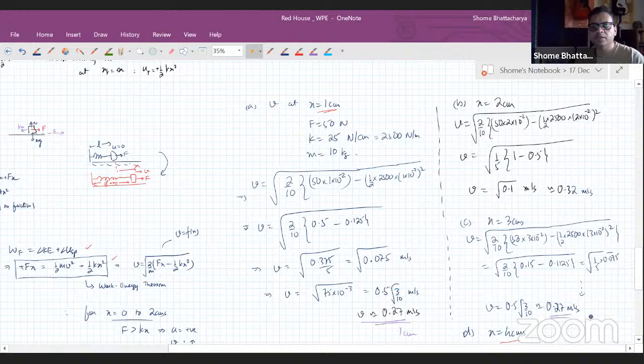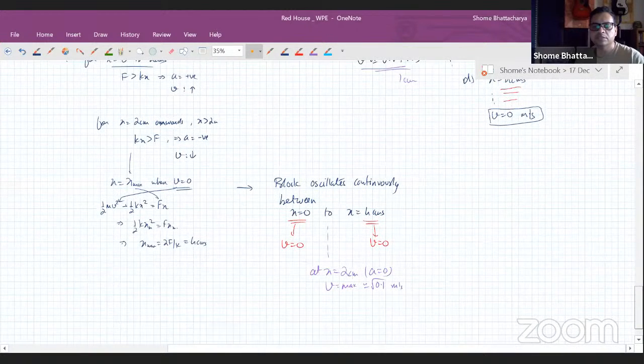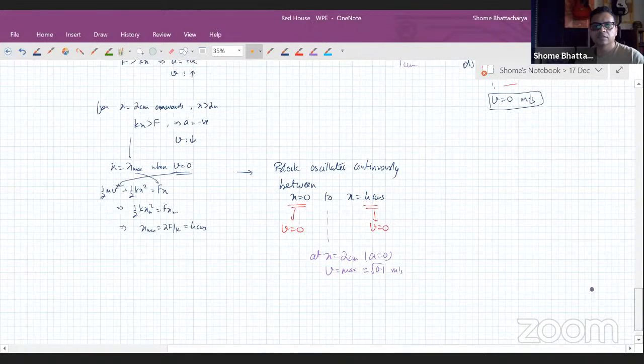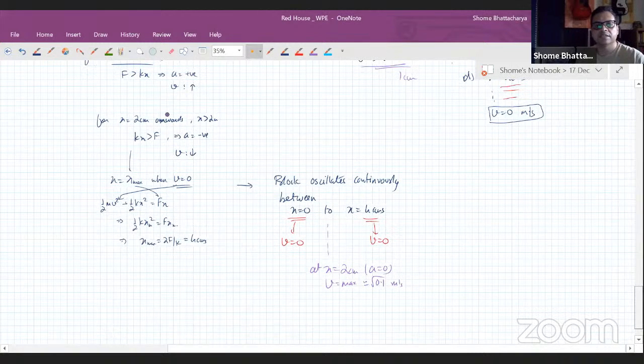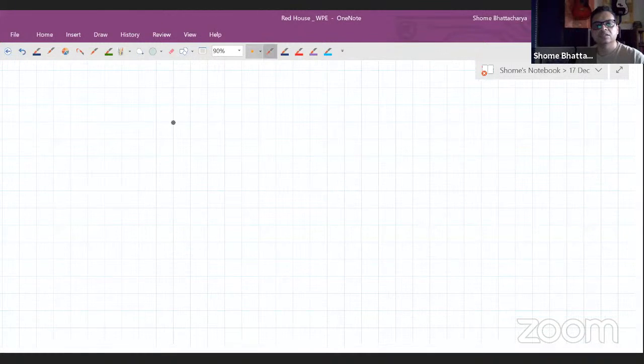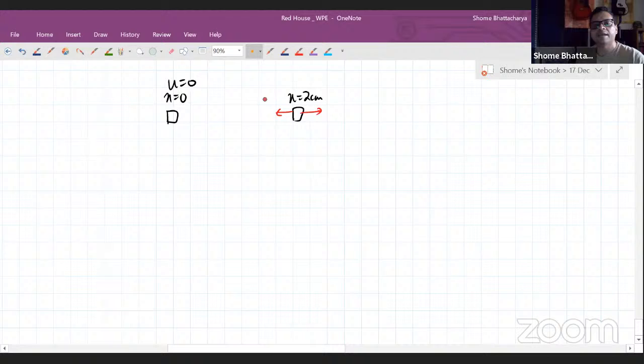Why was that the case? Because 1 and 3 are symmetric with respect to the mean position of the oscillation, which is 2 centimeters. So there is a symmetry. That symmetry is like this: if this is the x equal to 0 position, here speed is 0. If this is the x equal to 2 centimeters position, then whether it's on its way away from or on its way back to, it will have the maximum speed, which is square root of 0.1 meters per second. And similarly, by the time it reaches x equal to 4 centimeters, again its speed becomes 0.